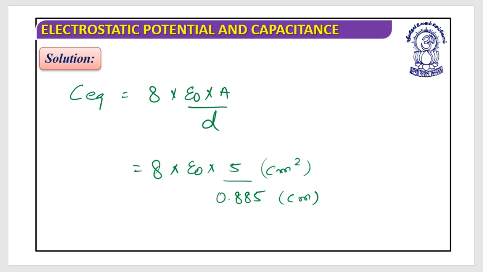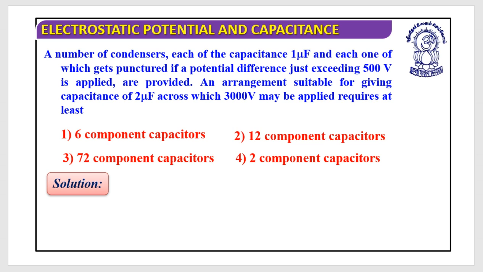Yes, you should replace the value of epsilon naught. What is the value of epsilon naught? Yes, it is 8.85 into 10 to the power minus 12. So just replace this. That can be solved by this. Yes, and this 2 would cancel out, and I hope you can do the next.